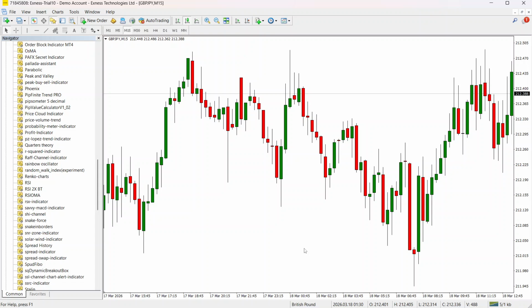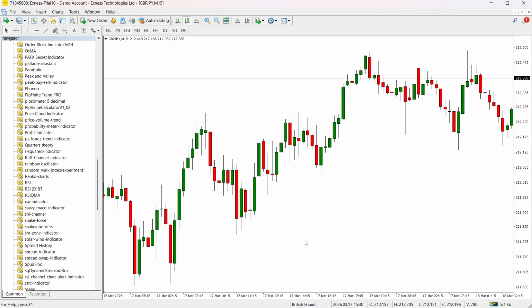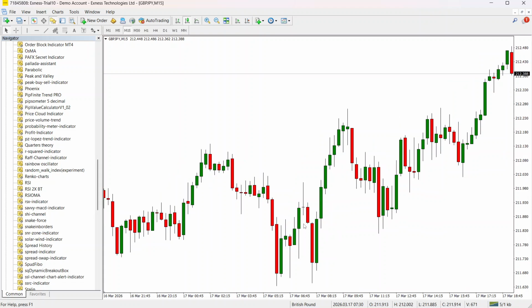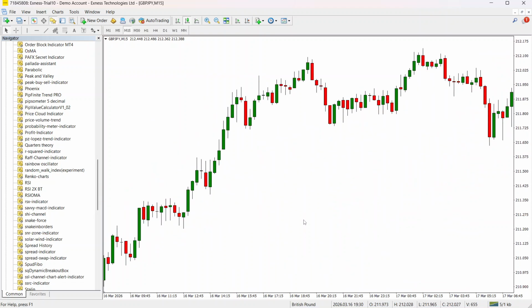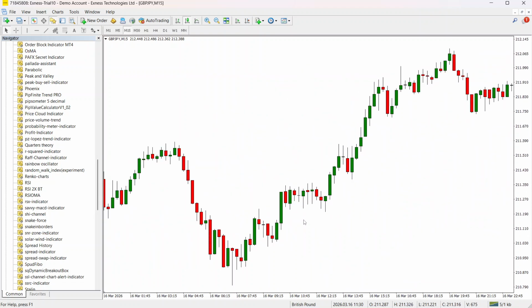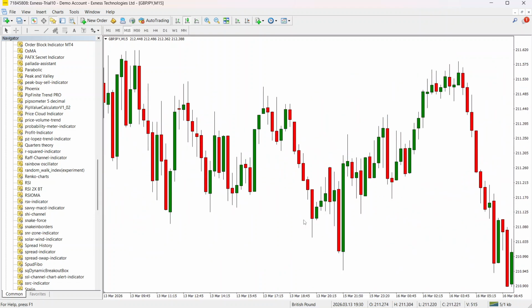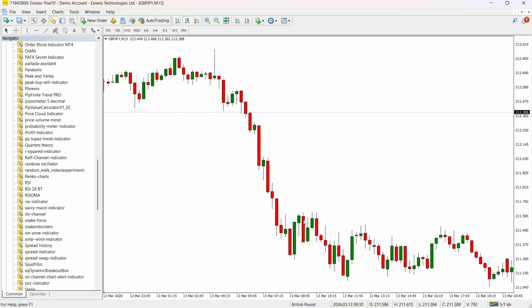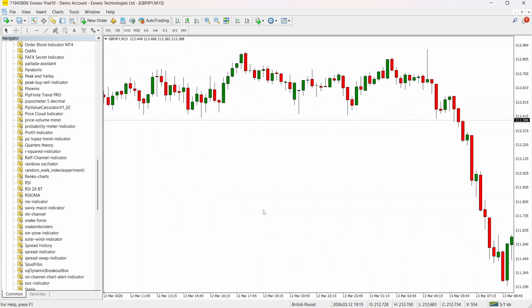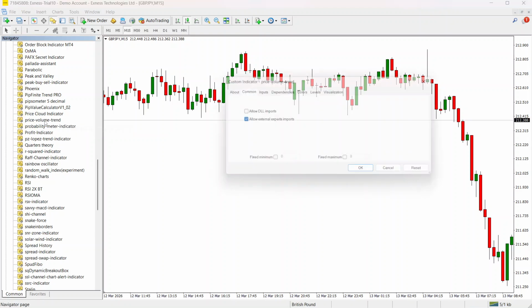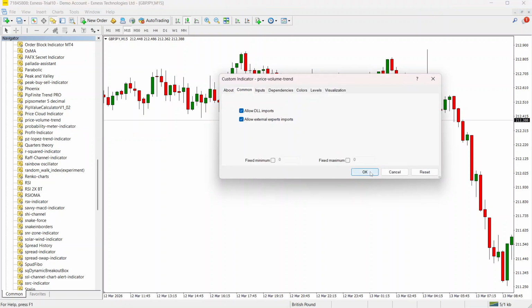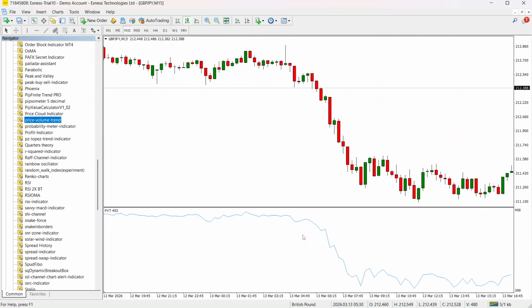Hello traders, welcome to today's video on volume price confirmation indicator for MT4 and MT5. This indicator combines price action and volume into a single line so you can visually confirm whether volume is supporting the current trend or hinting at a possible reversal. I'll load the indicator on the chart so you can see how it looks in real time.